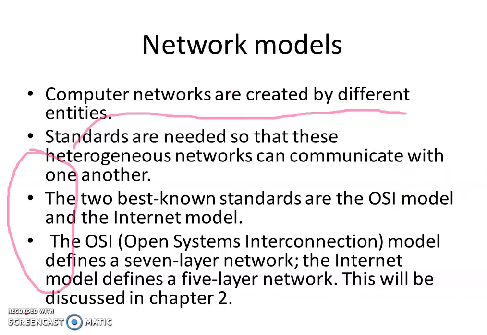So that's all about topologies. Next come network models. Network models are nothing but we are going to discuss OSI, which is the Open System Interconnection Model, and another one is TCP, which is a 5-layer model. OSI is a 7-layer model and TCP is a 5-layer model. This will be discussed in detail in chapter 2.